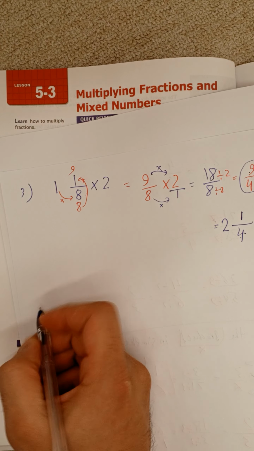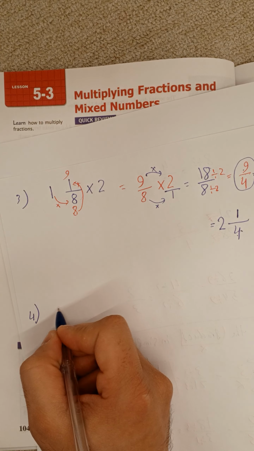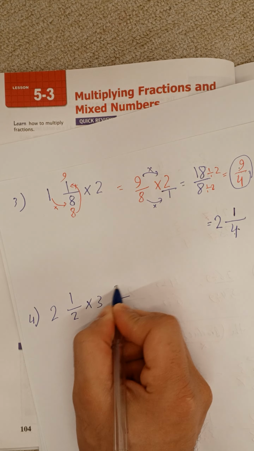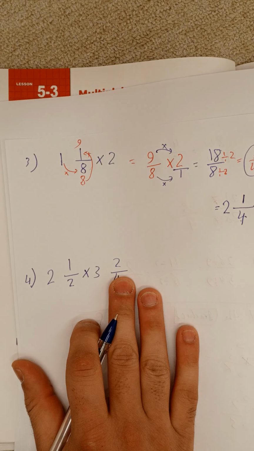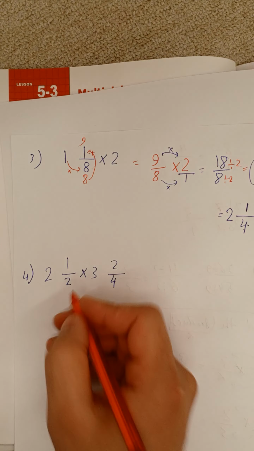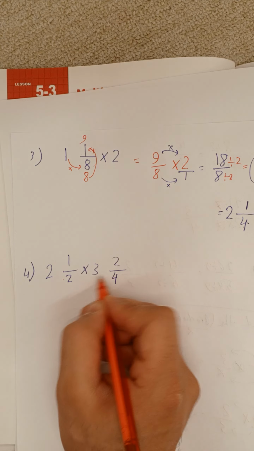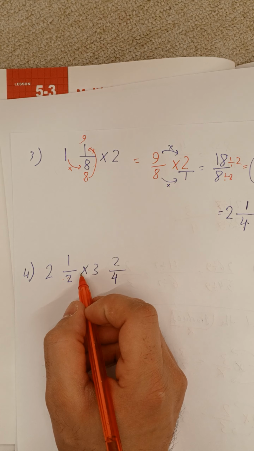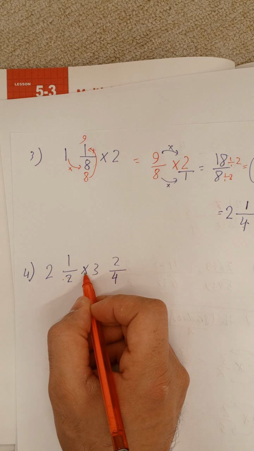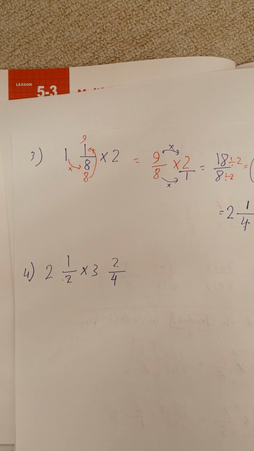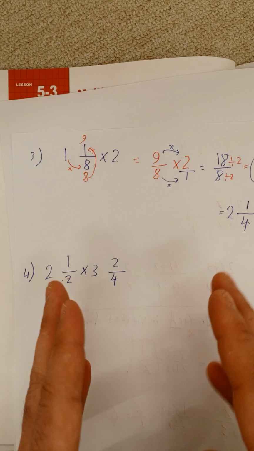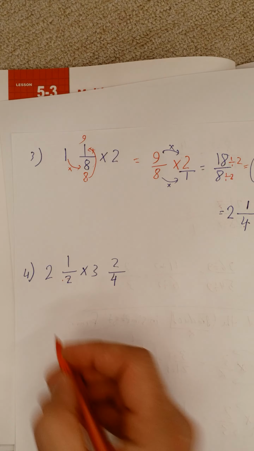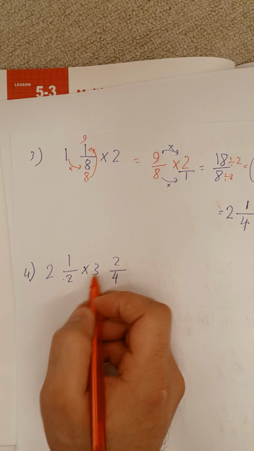The last example is 2 and 1 over 2 times 3 and 2 over 4. Okay? How to multiply? Look at the sign. Is it addition? No, don't try to make the same denominator, because this one is not addition or subtraction. Look at the sign first, okay? This one is multiplication. So if it is multiplication, try to change fraction by fraction. Fraction by fraction. It will be very easy. So change each mixed number to the fraction.